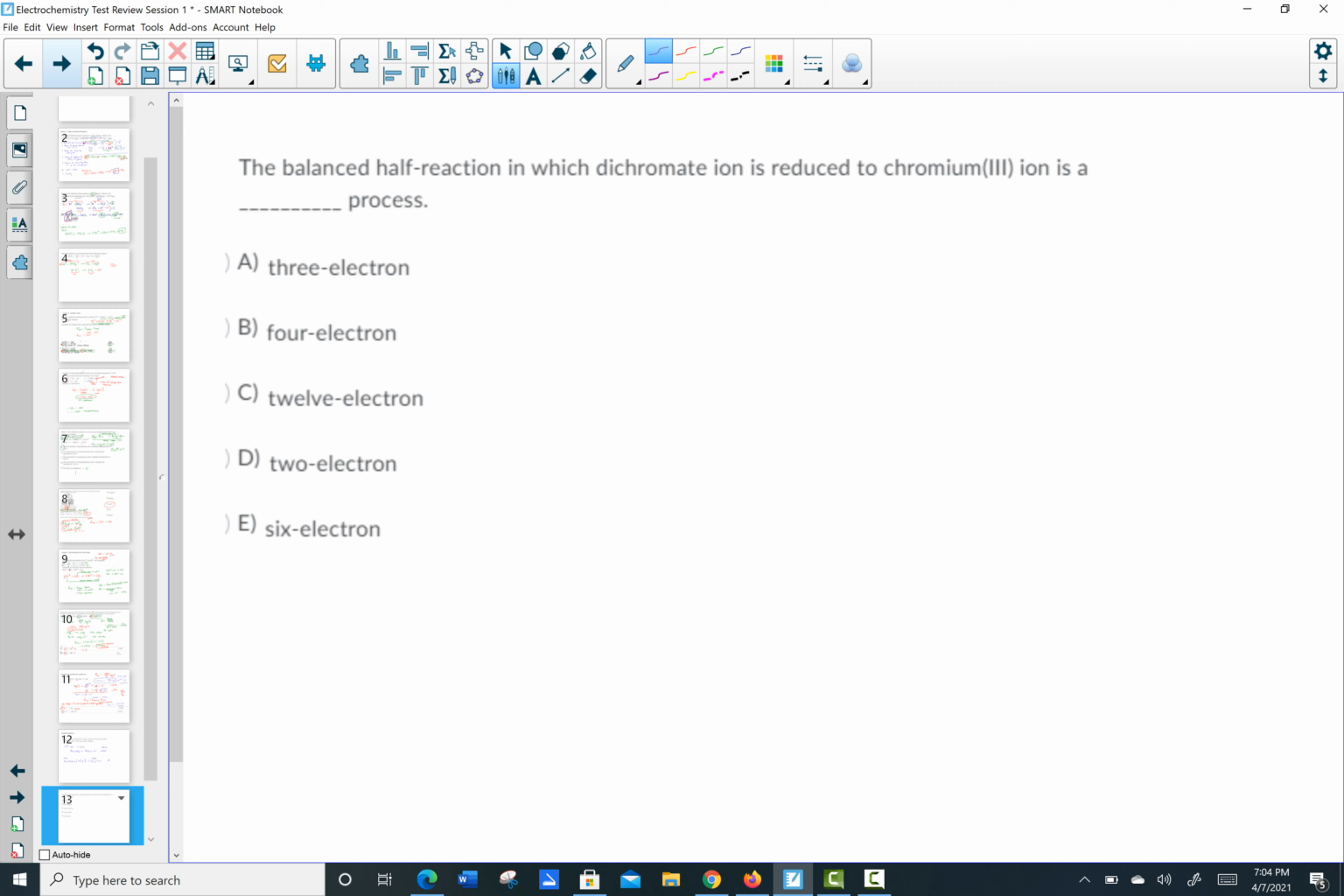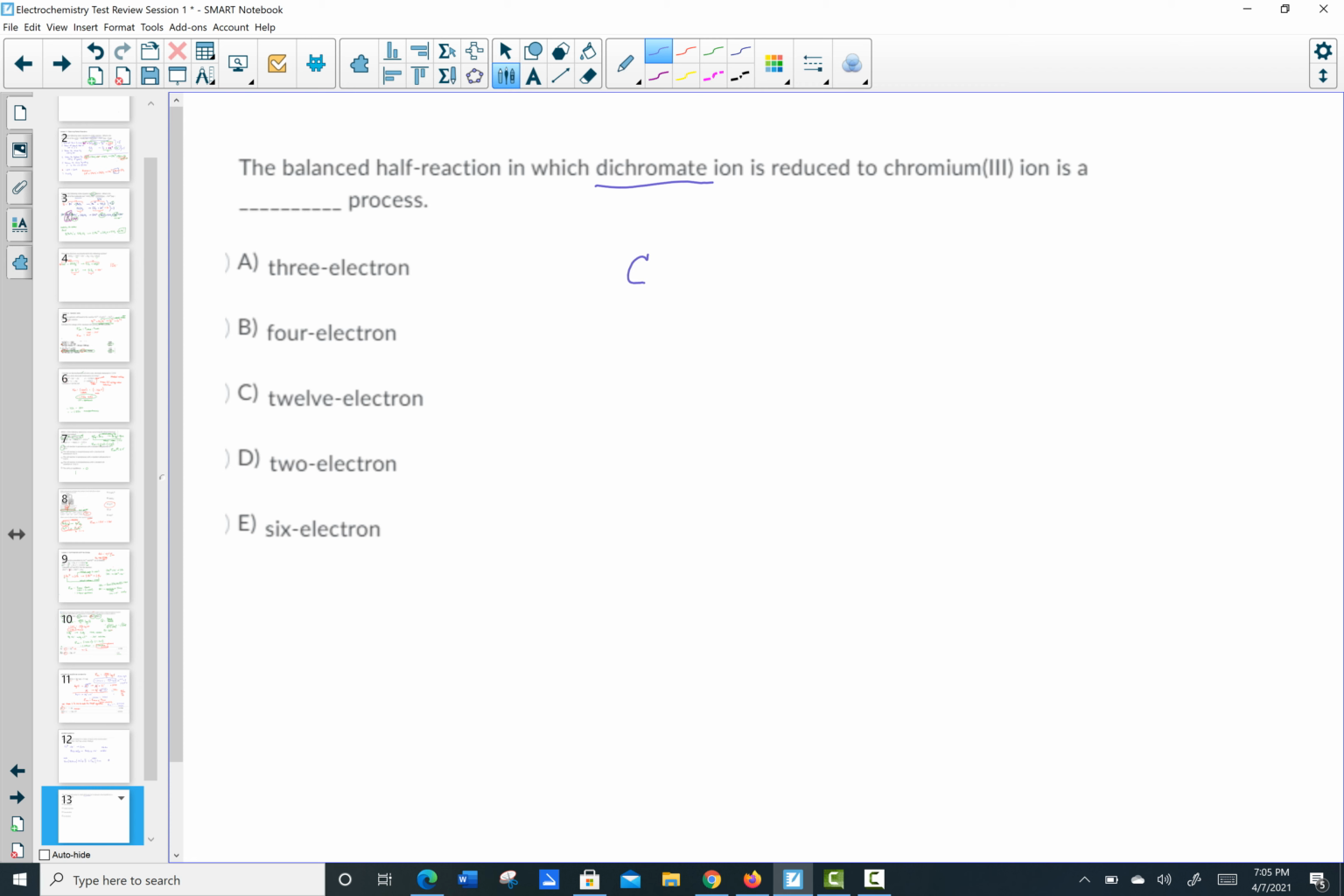Here's one that was missed and emailed for help. It reads, the balanced half reaction in which dichromate is reduced to chromium-3 is a blank process. And it says 3 electron, 4 electron, 12 electron, 2 or 6. So how many electrons? Well, if I struggle with this, it might be in remembering what dichromate is because it's not given in this problem.